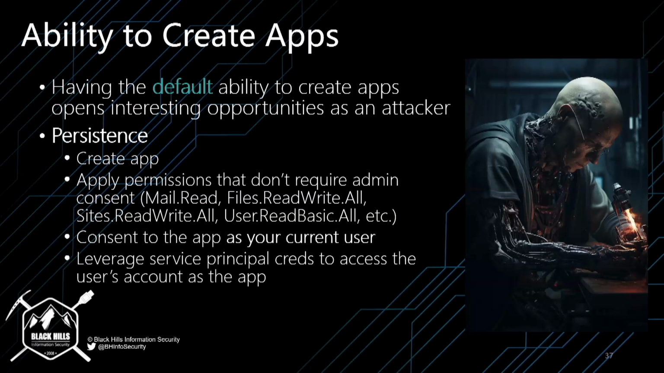So in terms of persistence, what we would do is after we compromise an account, authenticate with GraphRunner, deploy or inject an app, give it a scope of permissions, and then we consent to it with our compromised account.